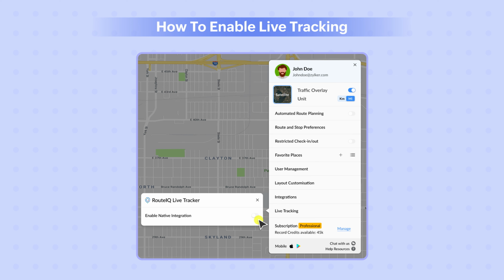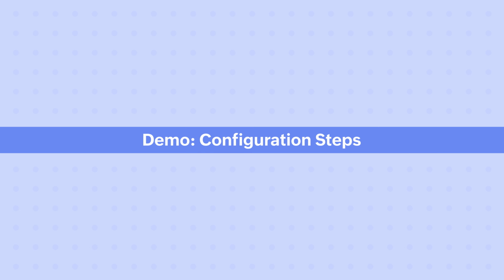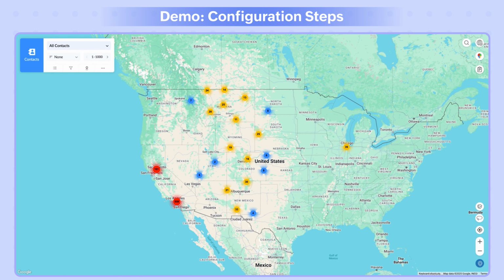Upon receiving your request, we'll set up a 15-day trial period with up to 3 trackers for you to test and experience this feature. Now let me take you to the RouteIQ demo account to show you how to set up live tracking.